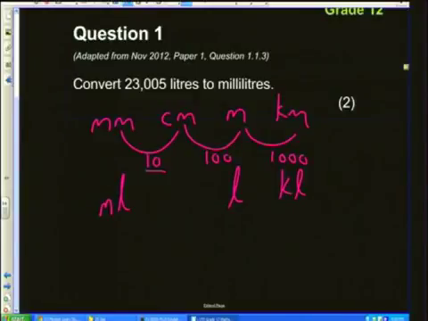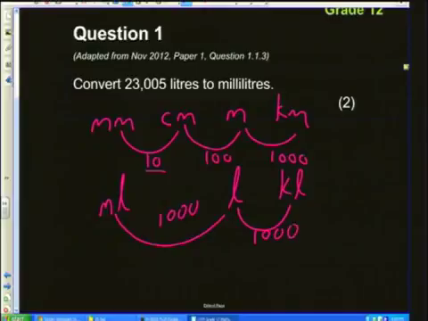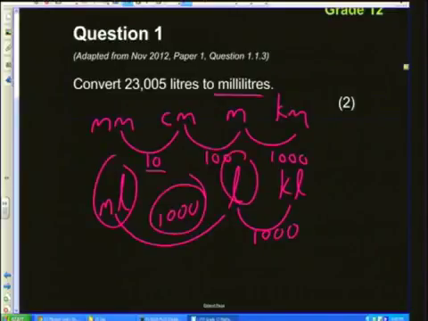So what's the jump from milli to liter? Well, we've got a 10 and 100, so there's a 1,000 jump. And from liters to kiloliters, there's another 1,000 jump. So when the question asks how many milliliters there are in 23,005 liters, we know from milliliters to liters we've got a 1,000 jump.